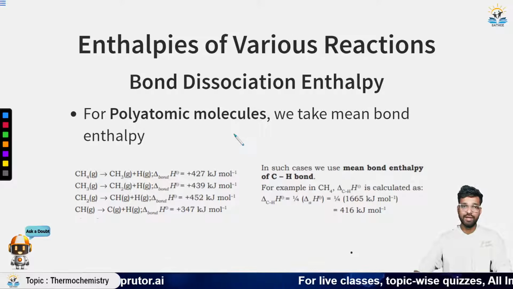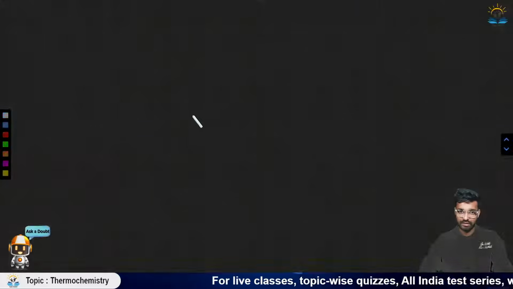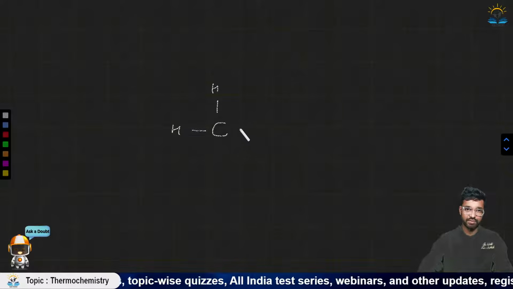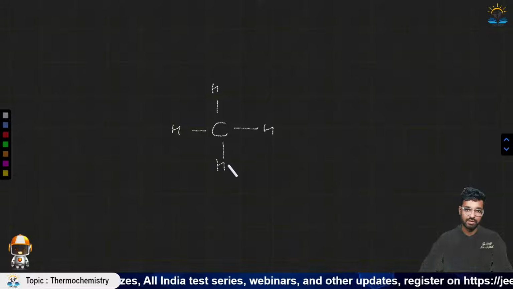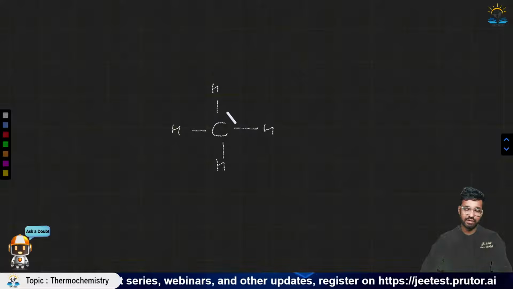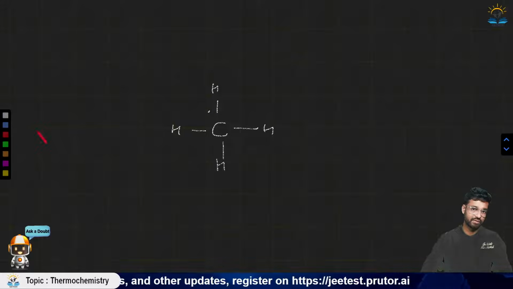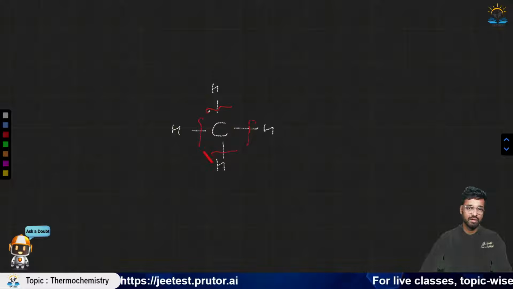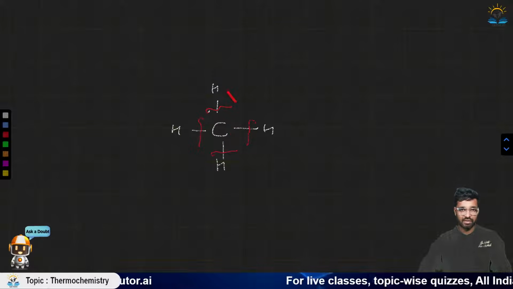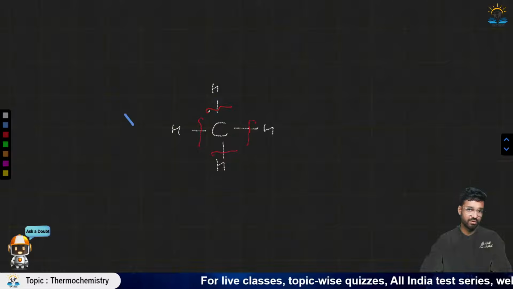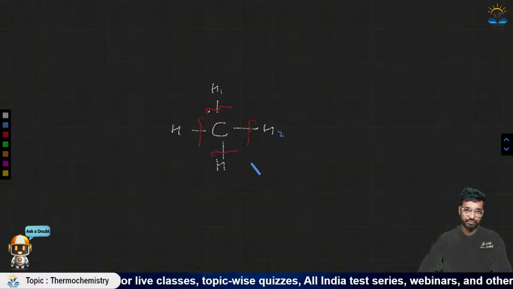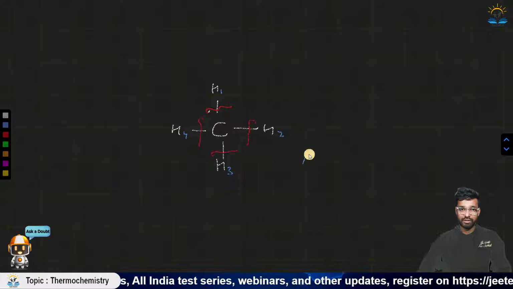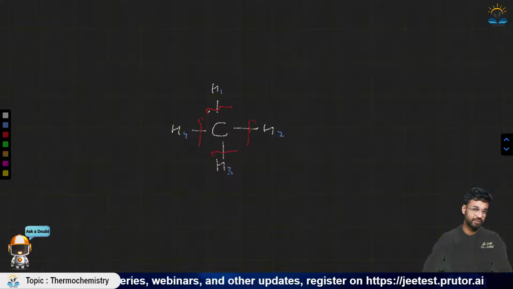Now CH4 has 4 C-H bonds like this. So suppose this is CH4, so it will have 1 C, and 1H, 2H, 3H and 4H. Now it will be broken in four steps. First this bond, then this bond, then this bond and this bond. Suppose I number them all: H1, H2, H3 and H4. Then we calculate the bond dissociation enthalpy for each of them.